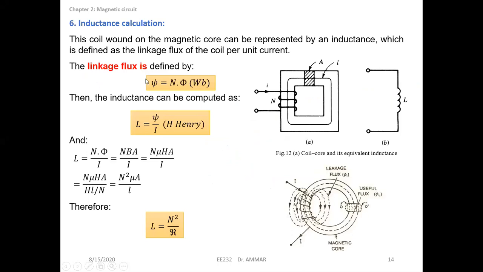So let's concentrate on the linkage flux. The inductance of the core can be defined as the linkage flux over the current. So here, if we replace the flux by its expression, L equals N times phi over I, and of course phi is BA, so it equals N B A over I.